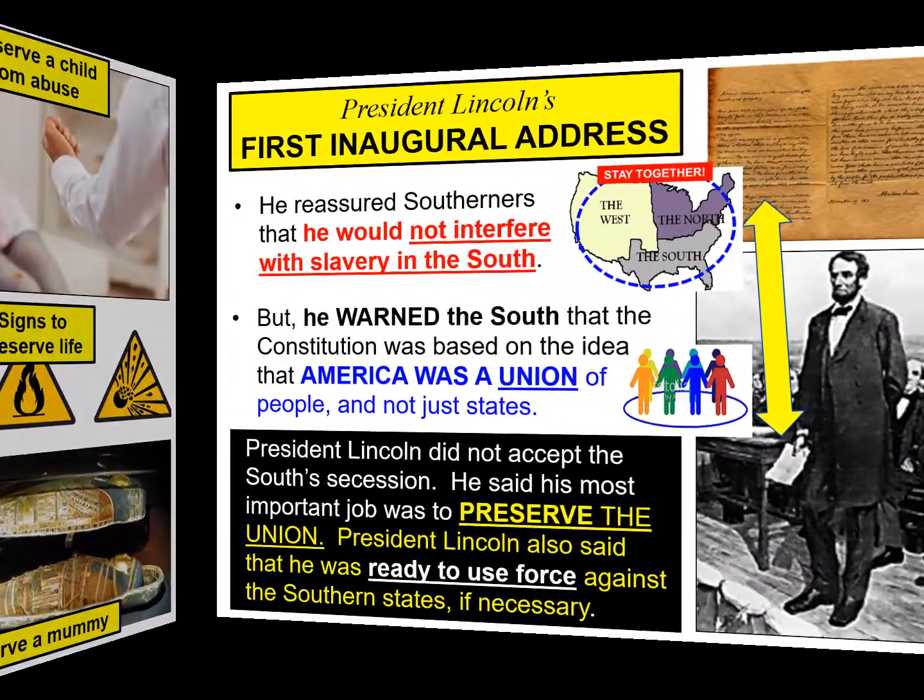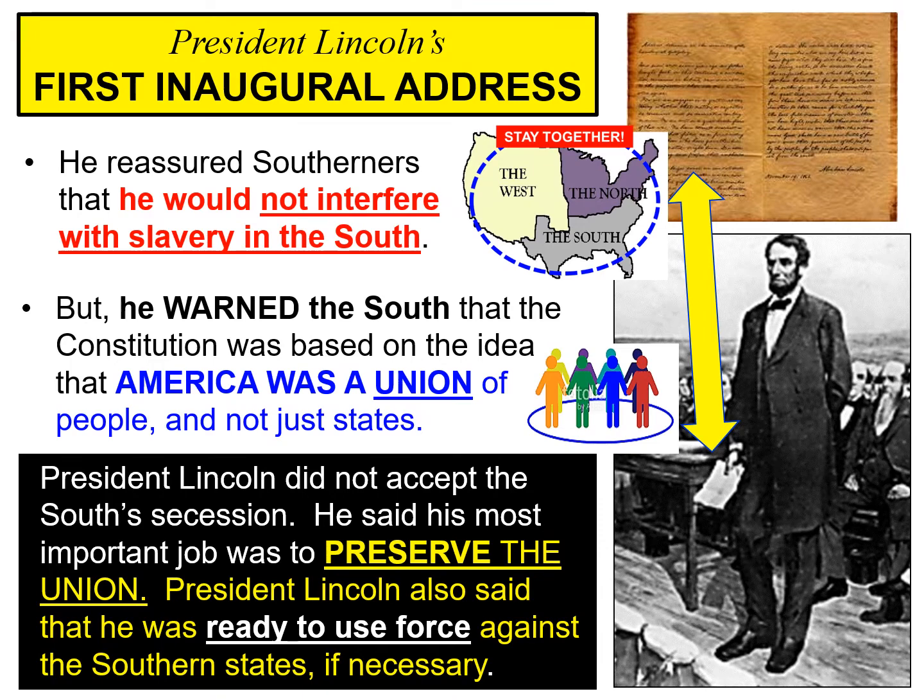President Lincoln gives his first inaugural address. This is the first time he becomes president, and he has to tell America what's the plan. His plan is we got to stay together. We have to preserve the Union. Now, Lincoln reassures the South. He's like, I am not going to interfere with slavery in the South. I know that's how you make your money through slave labor. I'm not going to bother that.